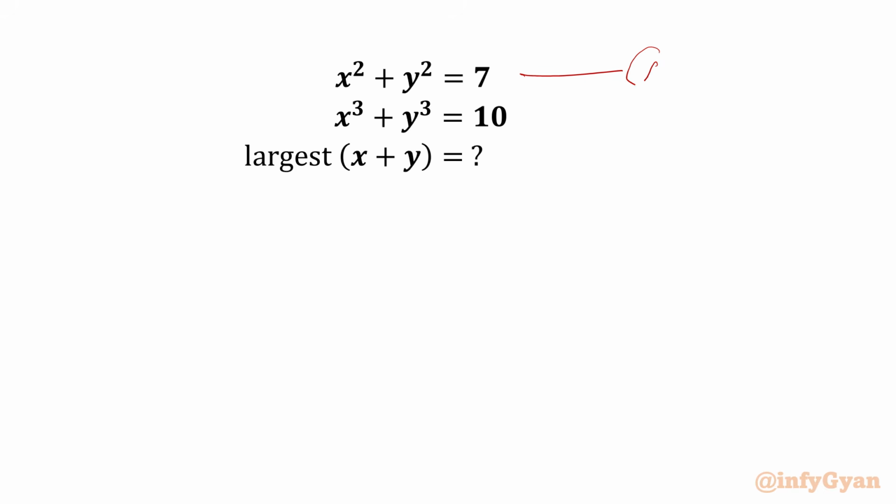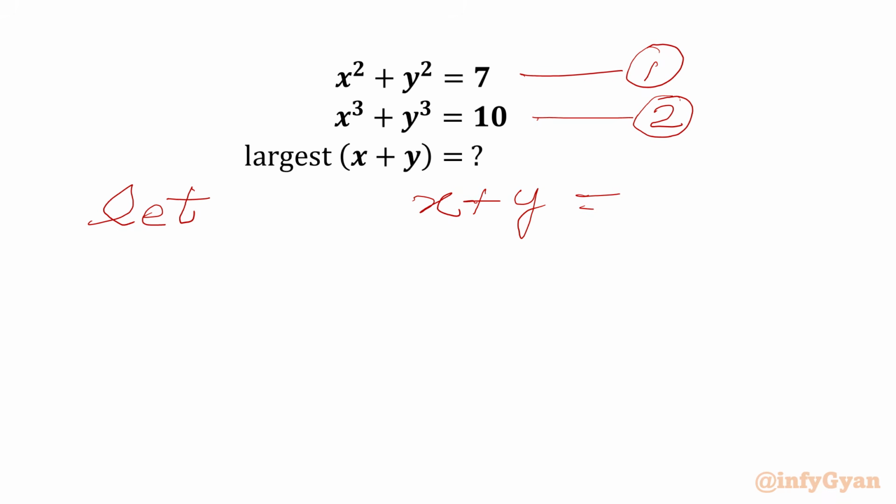This would be equation 1 and here we can write equation 2. Now we will use our substitution. So let us say sum x plus y equal to S. Product xy equal to P. So our substitutions are x plus y is sum S, xy is product P.